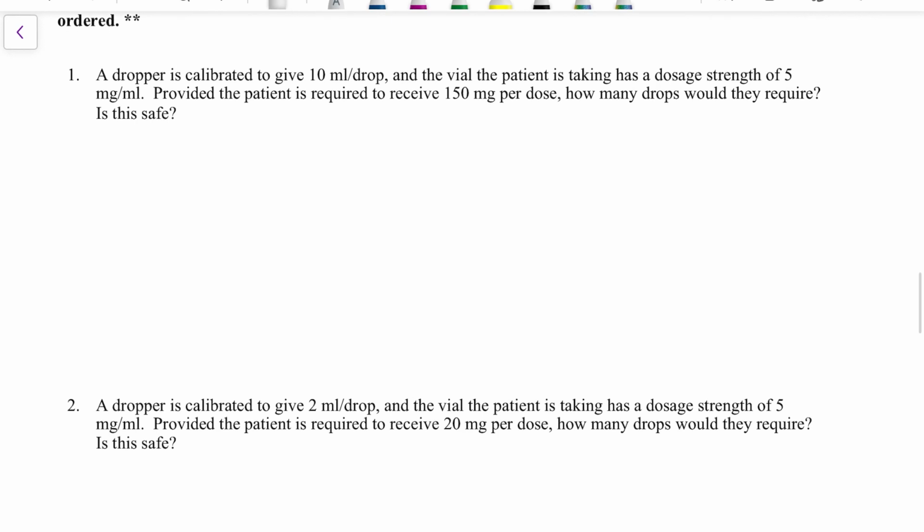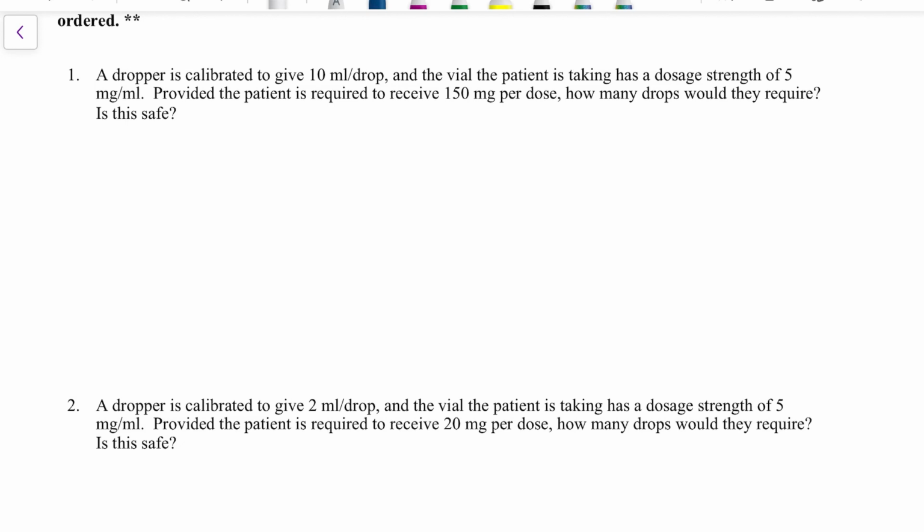So a dropper is calibrated to give 10 milliliters a drop. So when we're looking at rounding, we're rounding to the 10 milliliters of a drop, right? The vial the patient is taking has a dosage strength of 5 milligrams per milliliter. Provided the patient is required to receive 150 milligrams per dose, how many drops do they require, and is that safe? Okay. So again, looking at that available and the ordered.